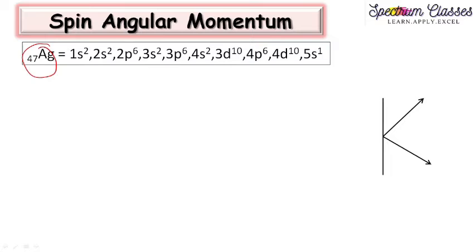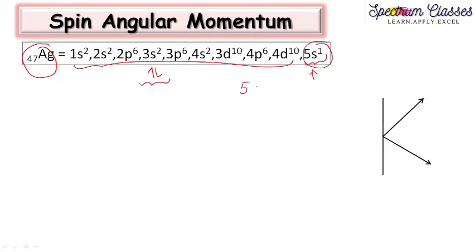The silver atom has atomic number 47, and according to this atomic number, it has this electronic configuration. If we see, all the electrons filled in this electronic configuration are paired, and only one electron is unpaired, right? If the electrons are paired, they will not contribute towards the spin angular momentum, since their vectors cancel out each other. Therefore, only this electron contributes towards the spin angular momentum.